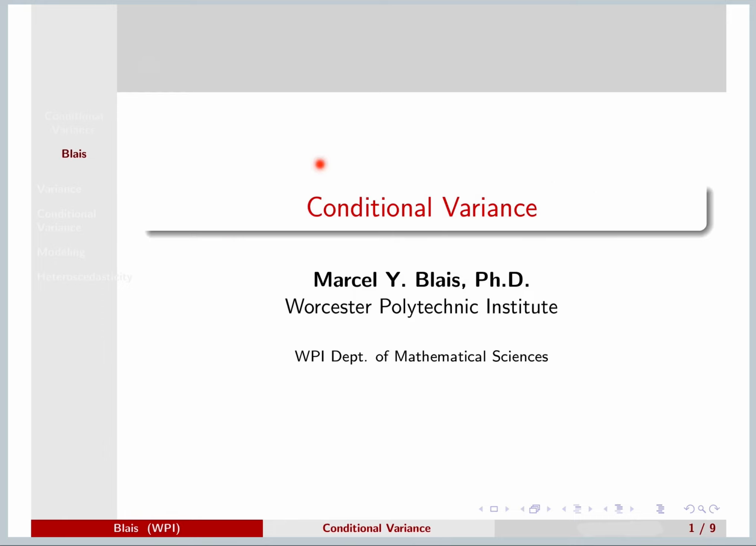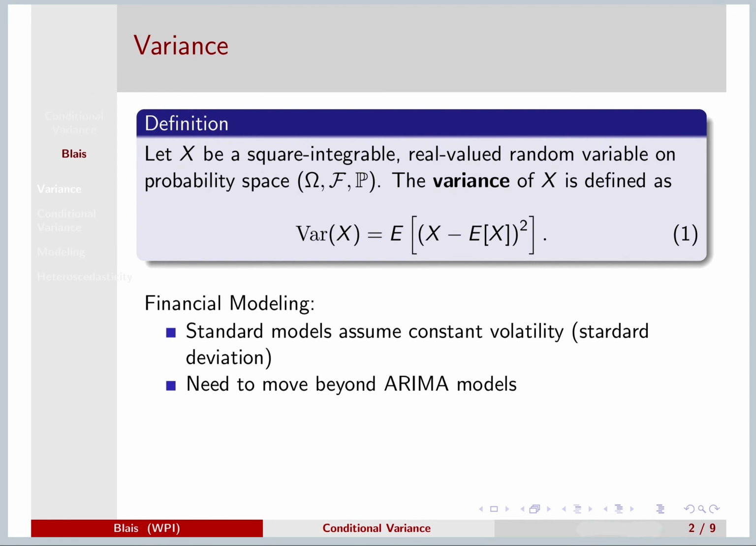In this lecture, we will be covering the concept of conditional variance. So first, let's remind ourselves of the definition of variance of a random variable. So X will be a square integrable, which means the expectation of X squared is finite, real valued random variable on probability space Omega, F, P.